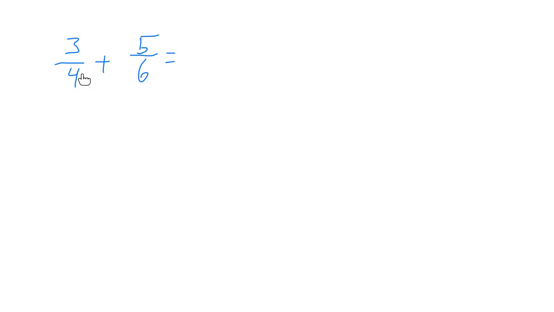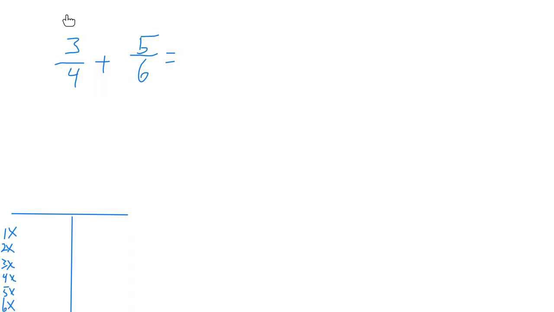I could multiply 4 times 6 and get 24, and that would be a common denominator, but is it the least common? I don't know. Let's find out. 1 times 2 times 3 times 4 times 5 times and 6 times. And I went to 6 because that's the bigger of my two denominators.